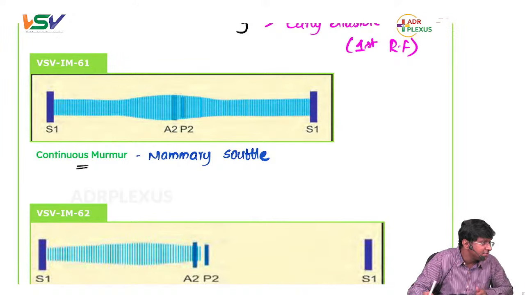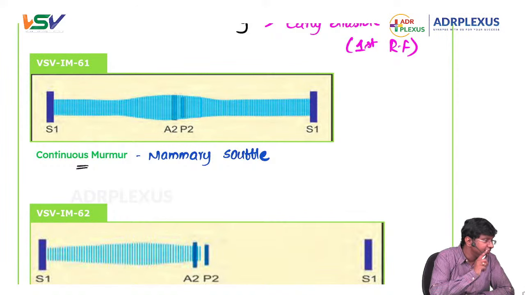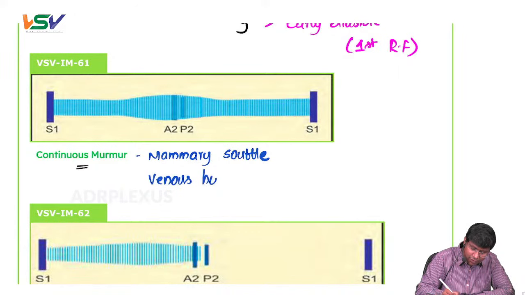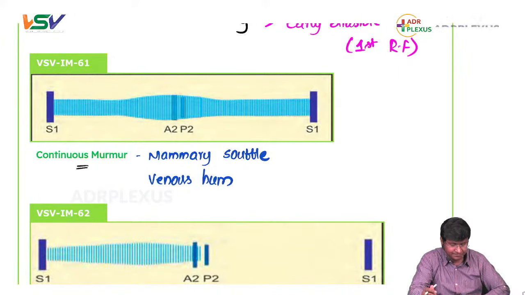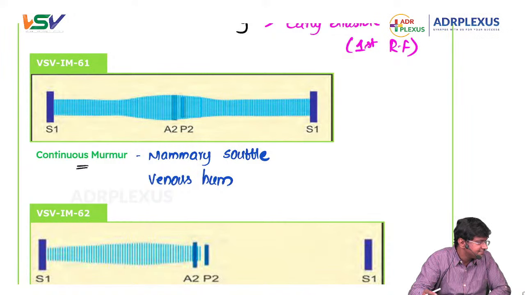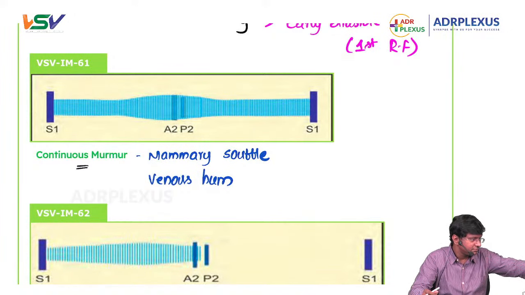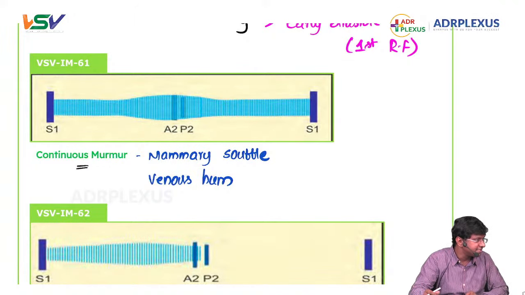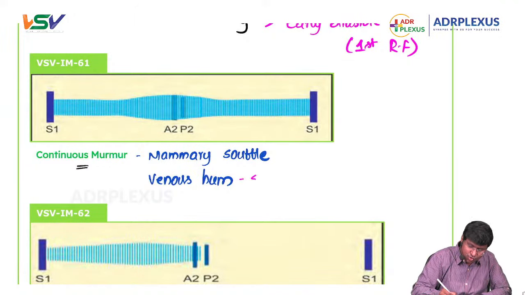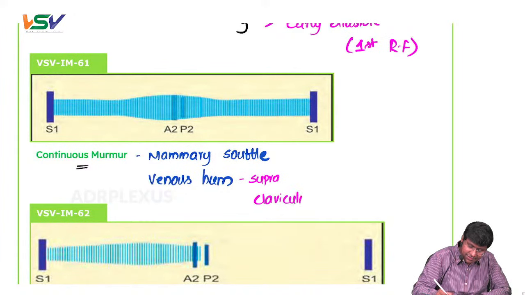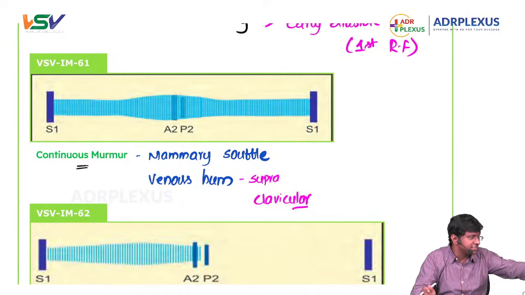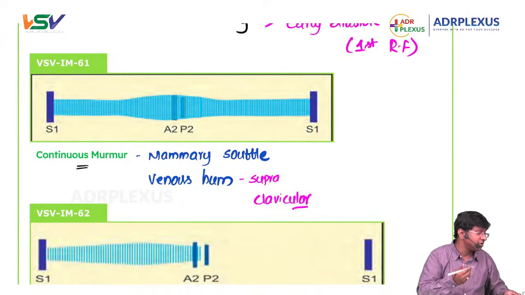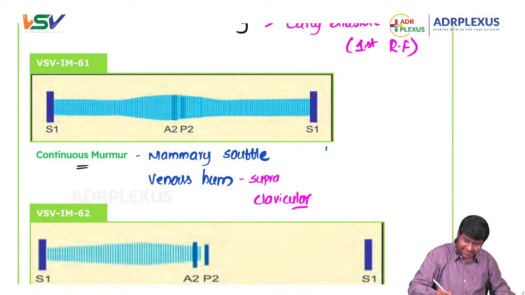Child, very good. Sundaram, excellent. That is the venous hum. Where will you auscultate for the venous hum? You have to auscultate for the venous hum in the supraclavicular areas. Then you have many other pathological conditions where you have this continuous murmur, that is the PDA.